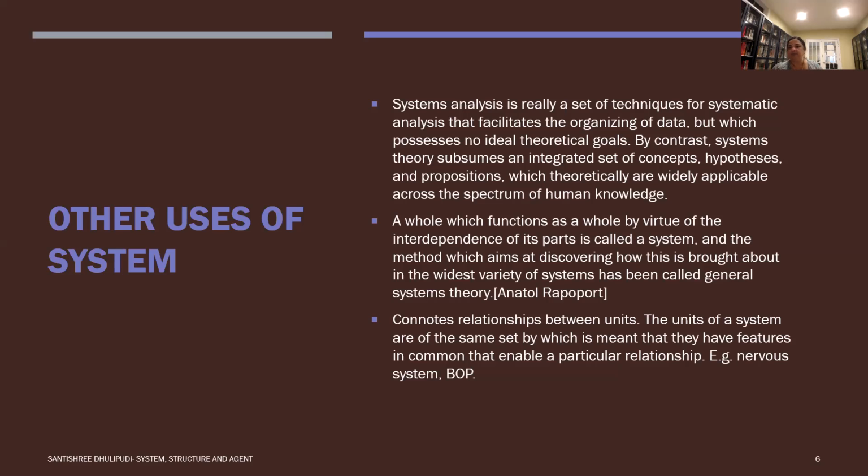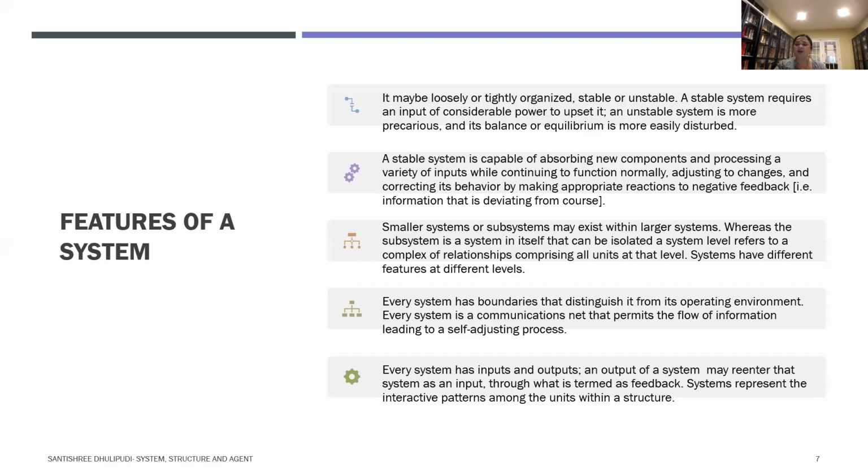This has been defined by Anatol Rapoport, whom we have already discussed in the earlier lectures. A system connotes relationships between units. The units of a system are the same set, by which is meant that they have features in common that enable a particular relationship, like the nervous system or the solar system. Now, what are the features of a system?